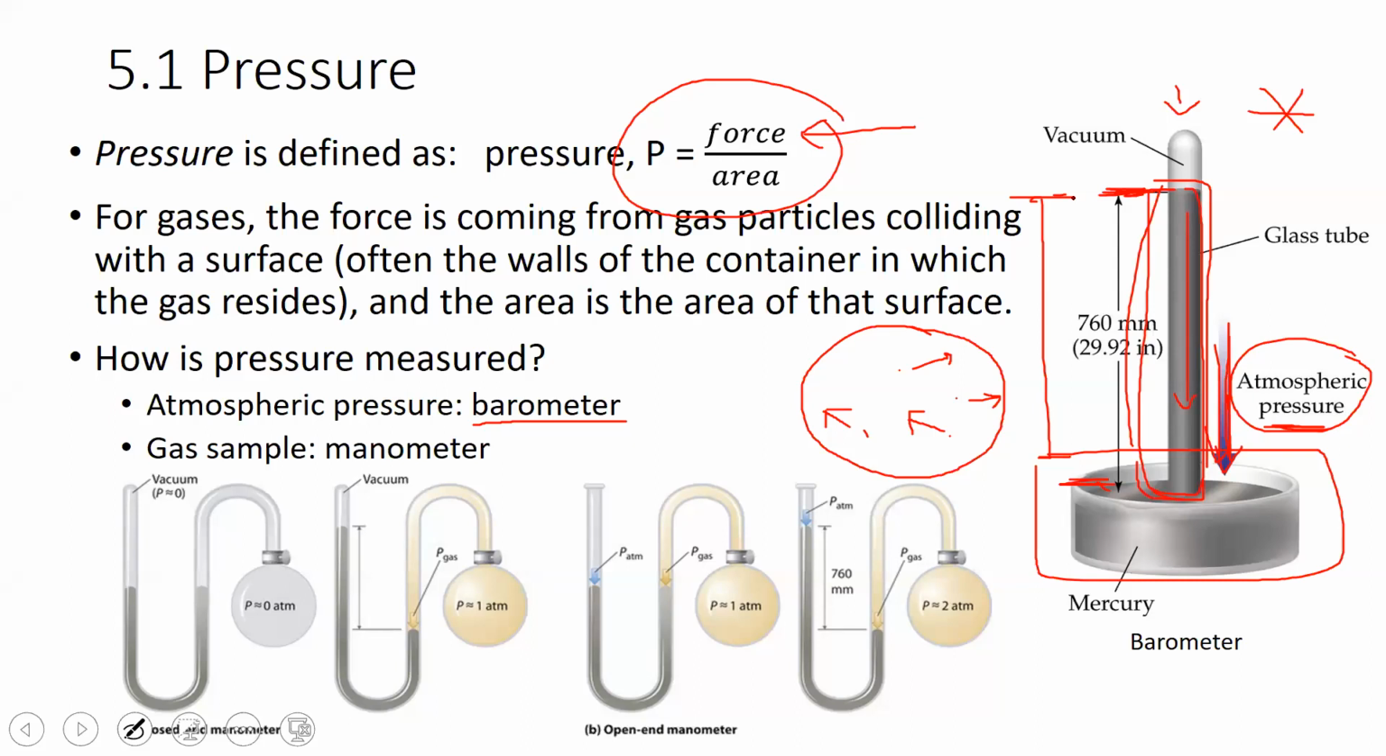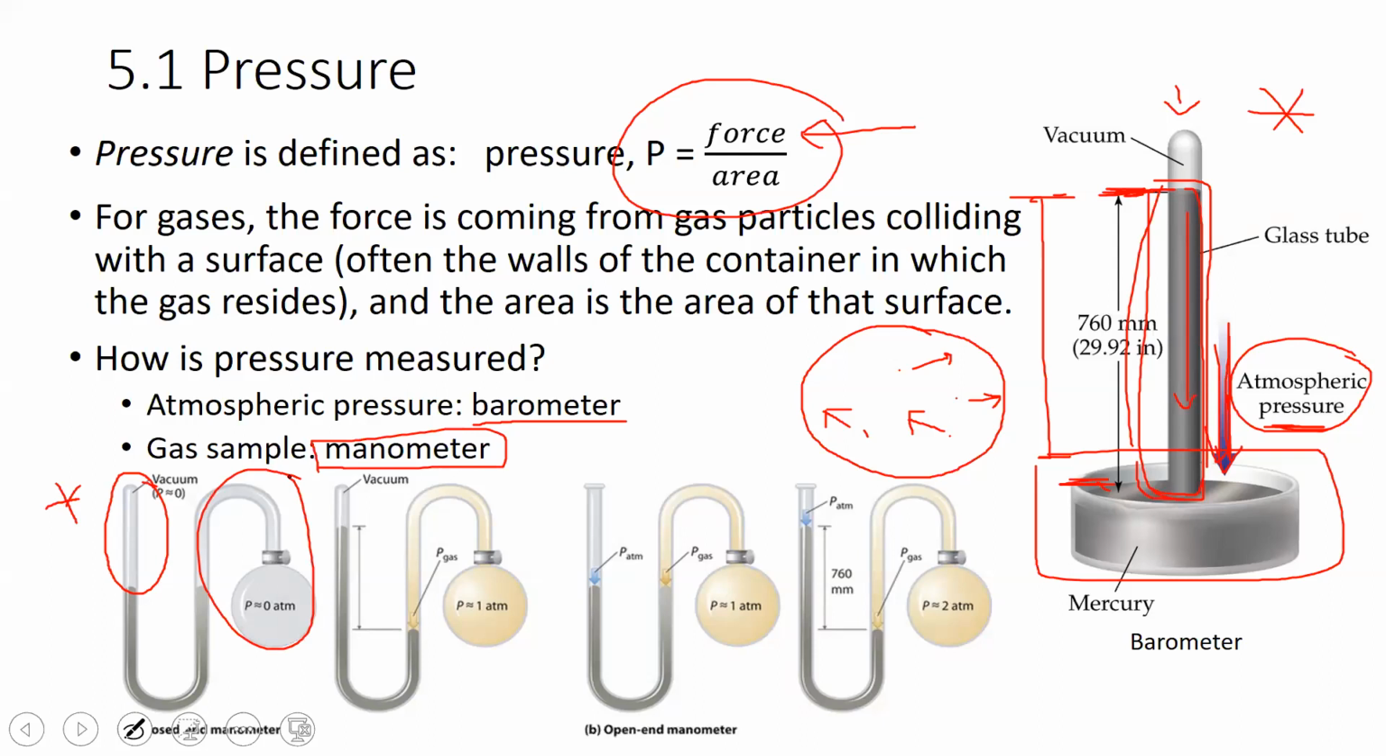But in chemistry labs, we often want to measure a sample of a gas, and the pressure of a sample of gas is measured using a manometer. So there are two types of manometers. There's an open-ended manometer and a closed-ended manometer. The closed-ended is over on the left. The closed-ended manometer has, again, we're still using mercury, but on the top of the mercury on one end is a vacuum, and on the other end is your sample of gas.